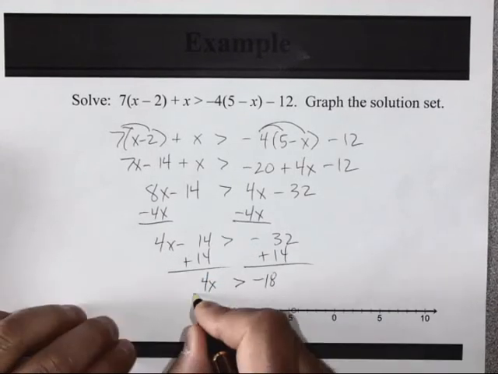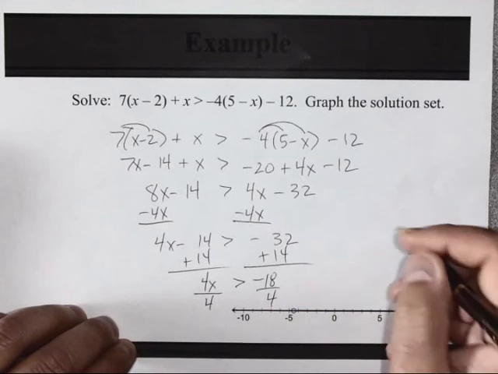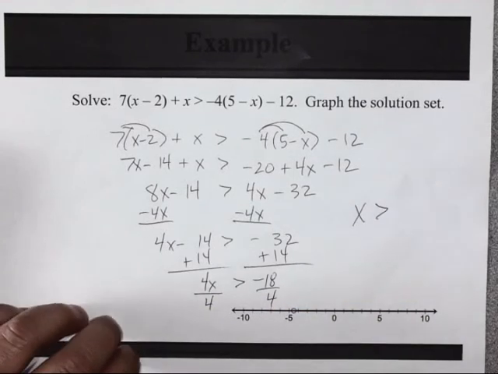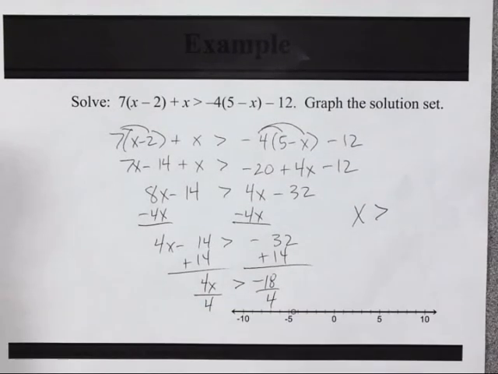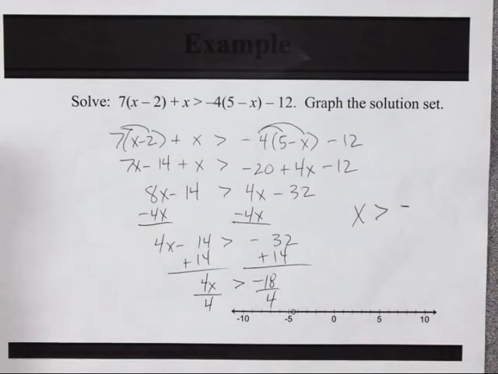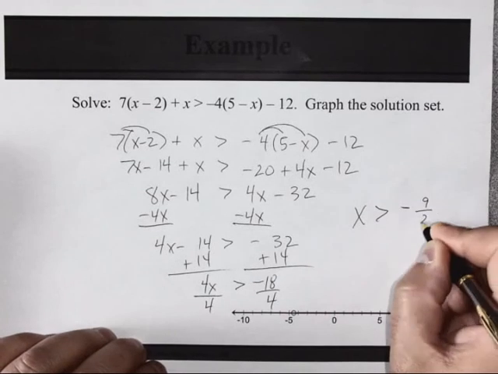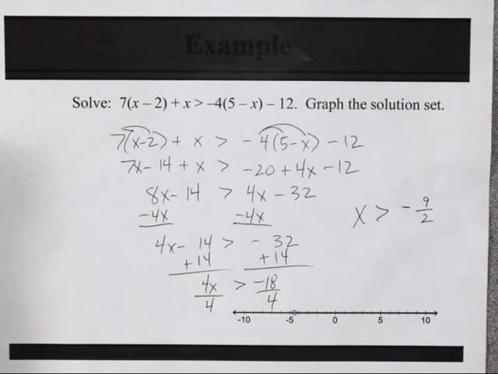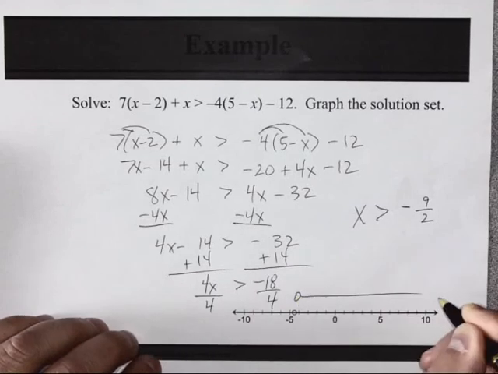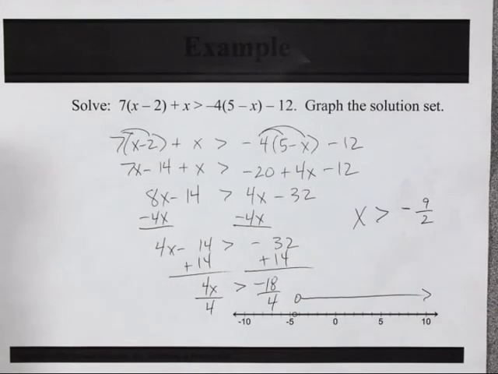Divide by 4. And since I'm dividing by a positive, even though I'm dividing into a negative, I'm going to keep the inequality the same. I'm not going to reverse it. 4 is not going to go into 18 evenly, so we would write that as an improper fraction. We can certainly divide both of those by 2. So we get -9/2, which would be -4.5. So open circle at -4.5 going to the right.